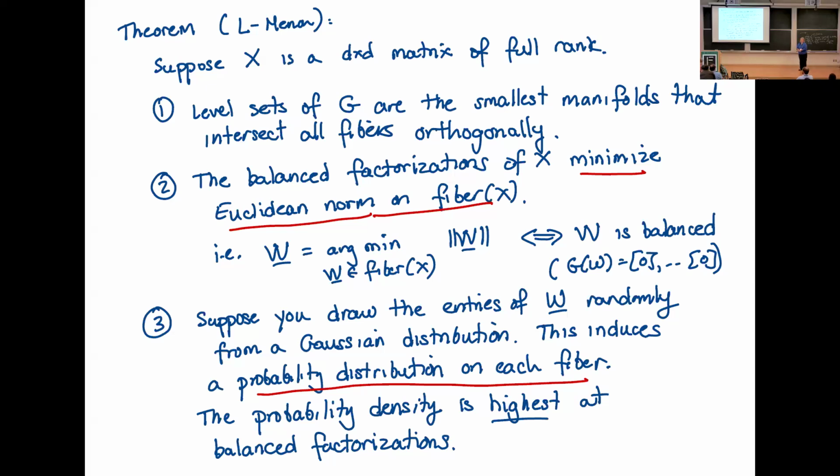Sorry, I'm trying to reconcile your item 2 with the previous observation. You said that in training, often the solution converges to one of these balanced ones. So that suggests that within a fiber, they're not all equally likely to get hit. So you're going towards a particular point in the fiber. Yes. Thank you.